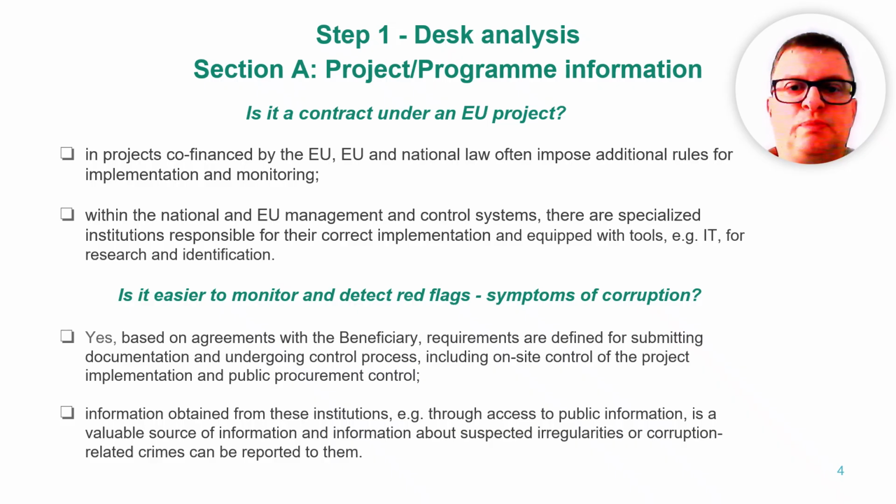So, is it easier to spot red flags, signs of corruption? Yes. Based on agreements with the beneficiary, there are clear requirements for submitting documentation and going through control processes. That includes on-site checks of how the project is being implemented, as well as control over public procurement procedures. The information gathered by these institutions can be a valuable source, and if there are suspicions of irregularities or corruption-related crimes, those can also be reported directly to them.